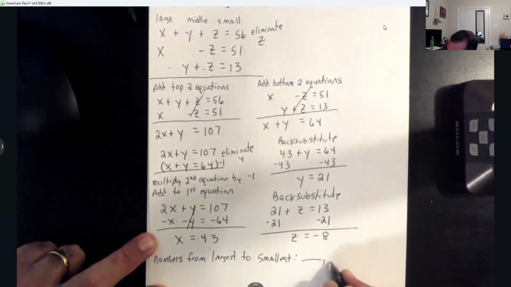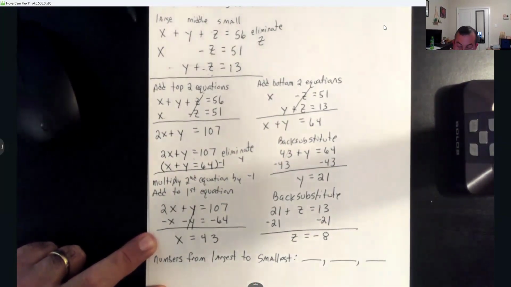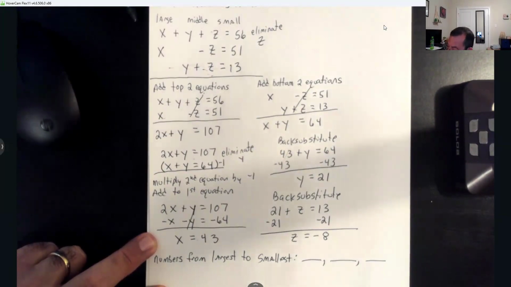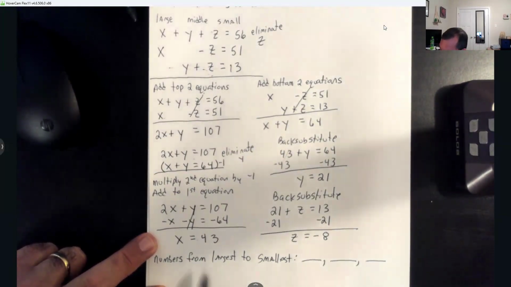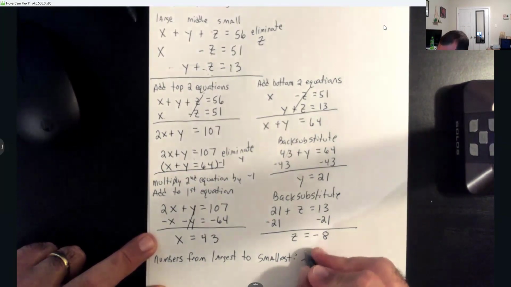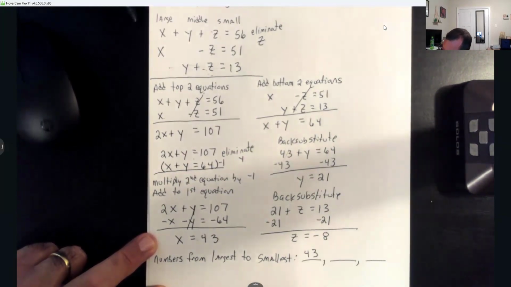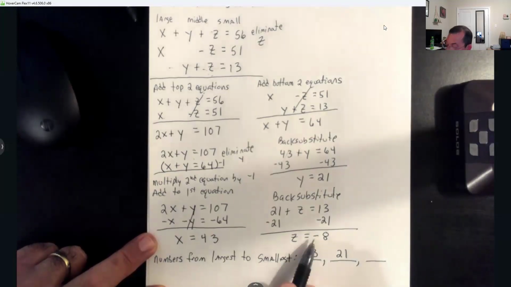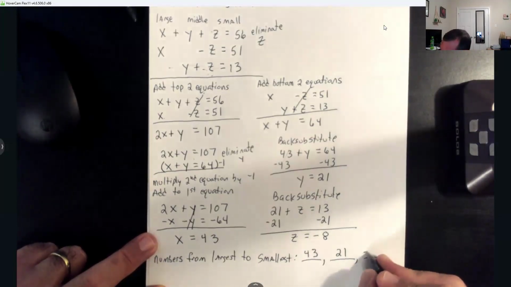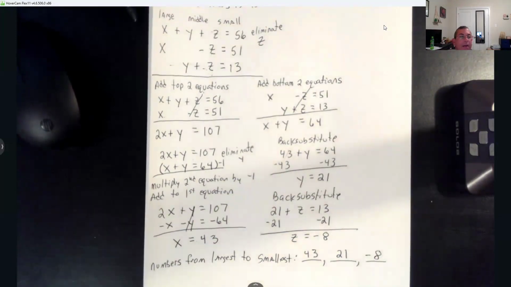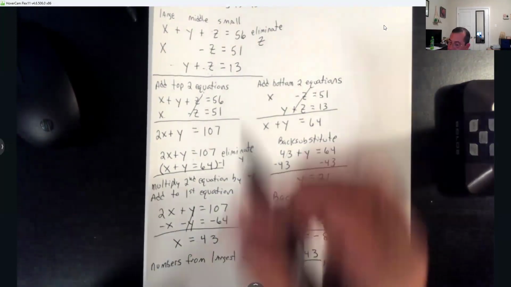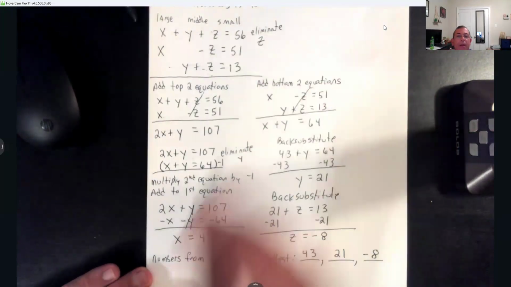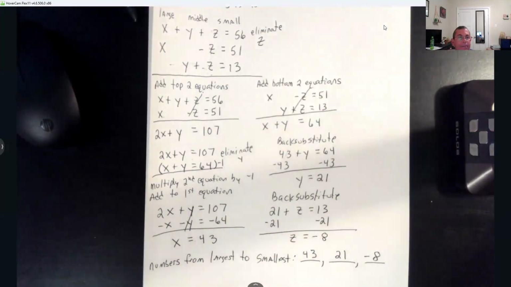And then you just put in the three numbers from large to small. So let's say my largest was 43, my middle number would be the 21, and then my smallest number would be the -8. Okay, so that's the trick on those, is to get these equations and then start finding variables to eliminate, okay?